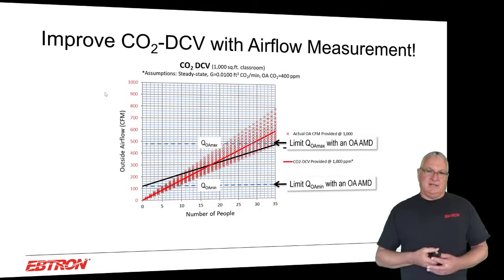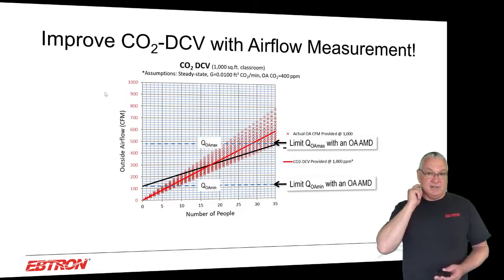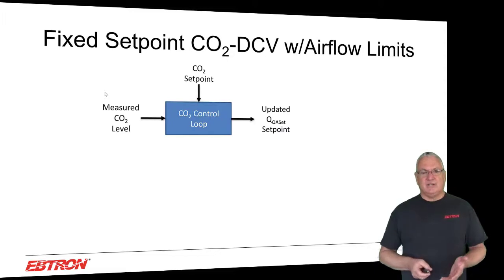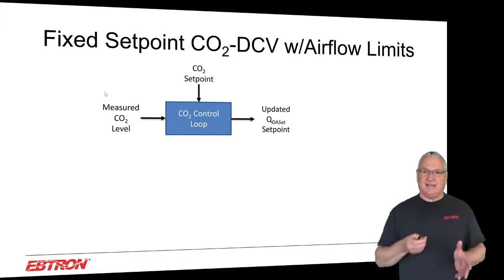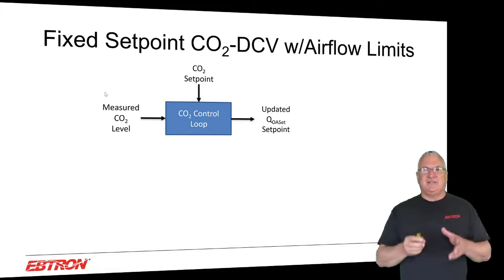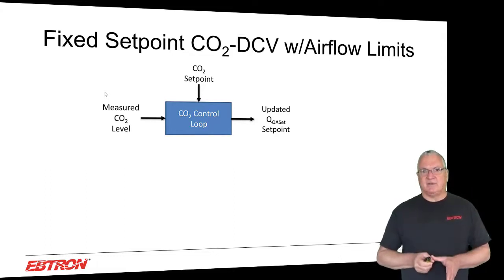What you really need to do is use an airflow meter in the outdoor air intake. And it's really pretty simple what you're going to do. It's basically a cascading control strategy. It's the same kind of logic you use on a VAV box for temperature control. Those of you that know controls will understand that completely.